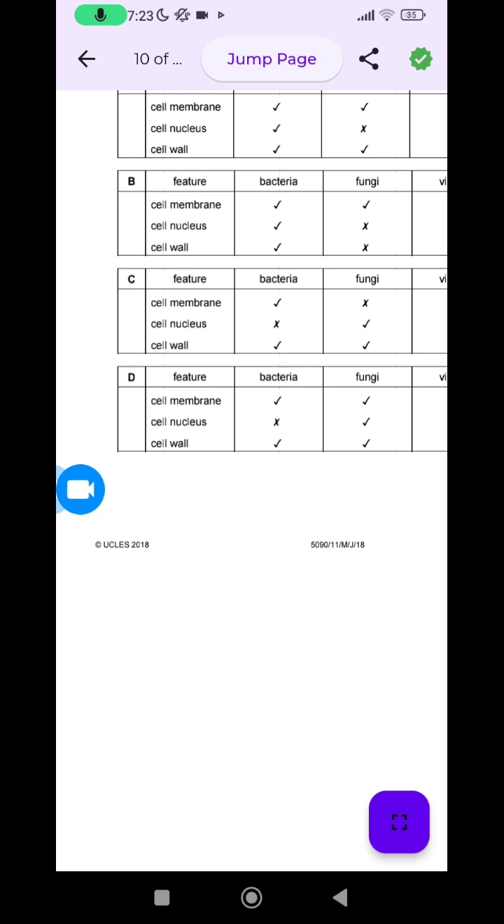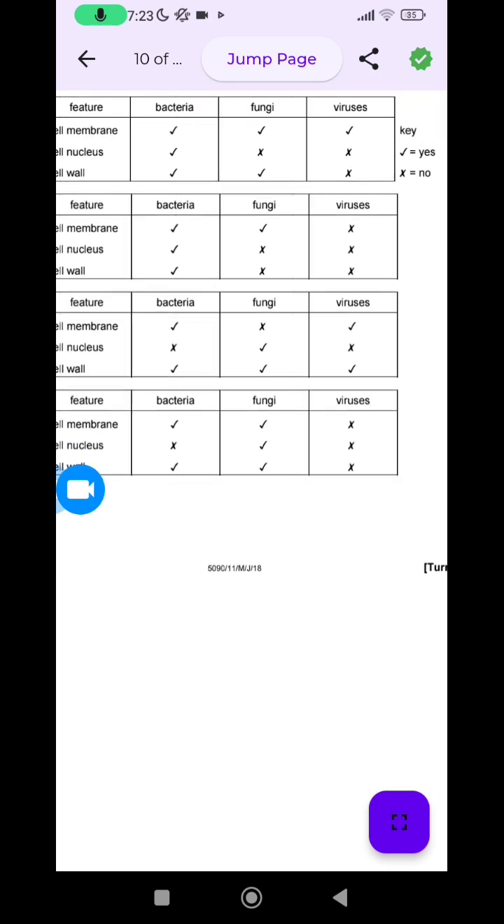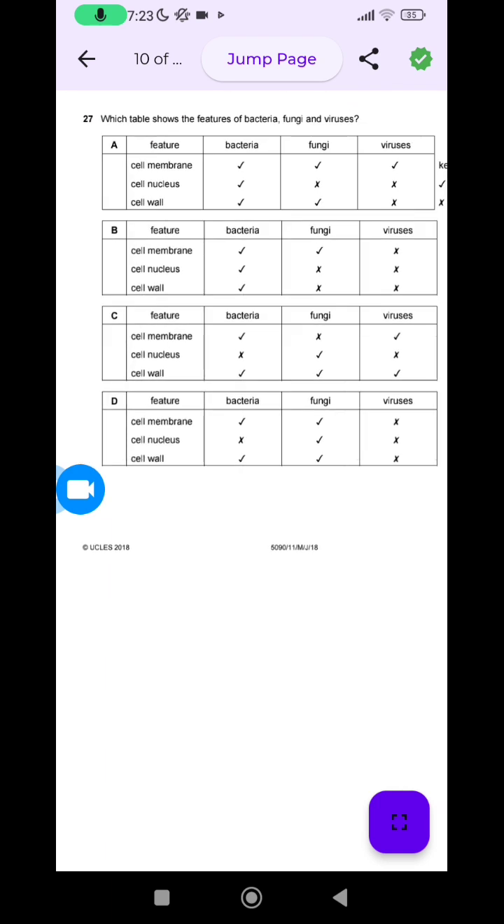The last option is D, which indicates that viruses contain neither a cell membrane, cell nucleus, nor cell wall, which is correct. Fungi contain all three of these, but bacteria do not contain a cell nucleus. They contain circular DNA. So this is also correct. So D is the correct option for 27.